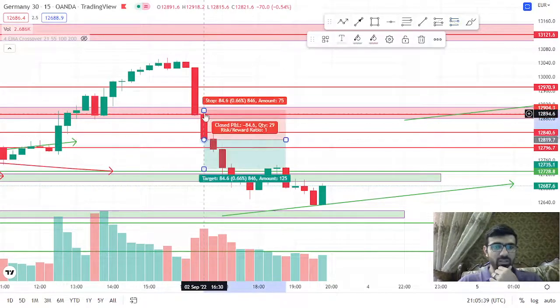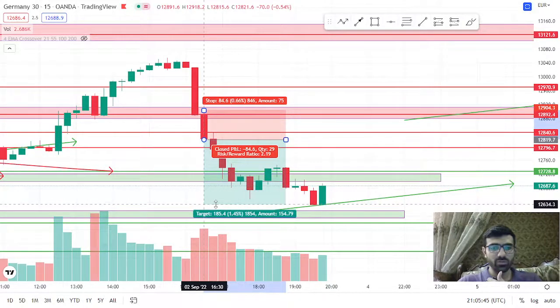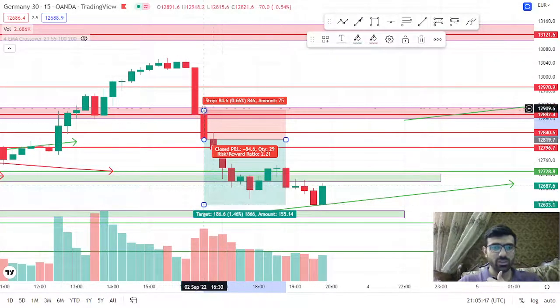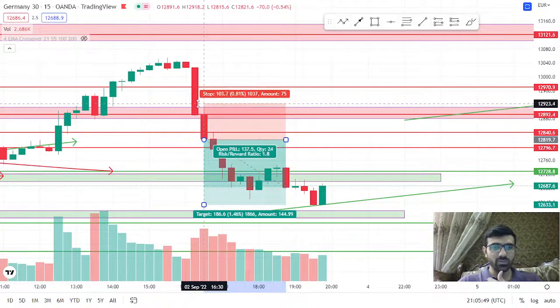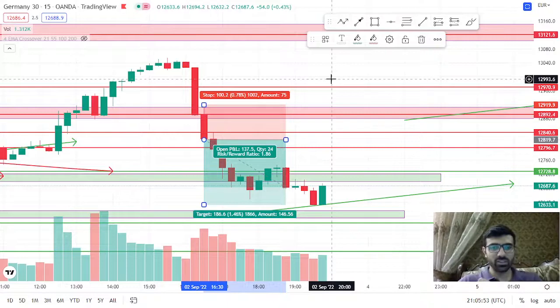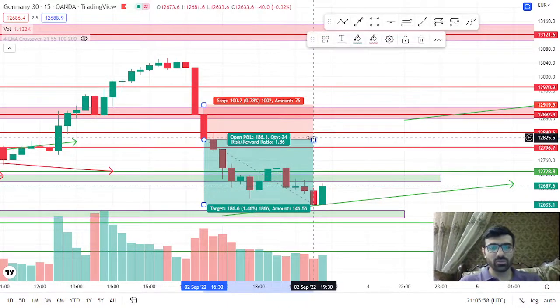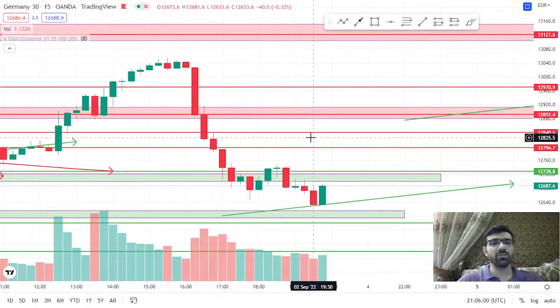So let me take this scenario into play, and our take profit would be approximately over here, and our stop loss would be right above this candle. So this would be a 1.8% easy profit. Okay, so this was a 1.8% easy selling profit as well.